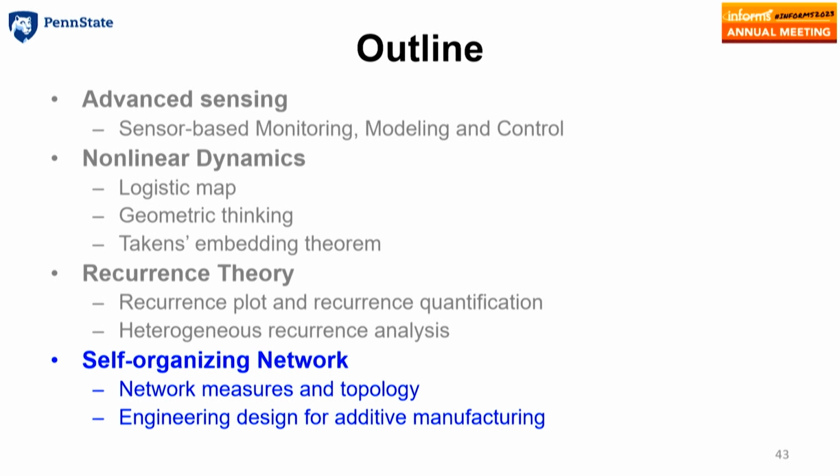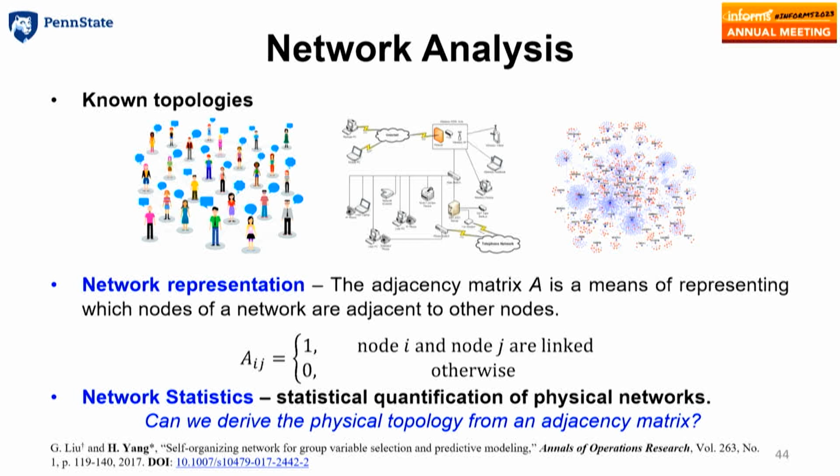So maybe let me ask a clarification question. What is the state space in self-organizing networks? This is the part I don't really quite connect. Which part is nonlinear dynamics in the self-organizing networks? The thing is that I do not know what the dynamics is representing for each dot here. So this is something I am probably missing.